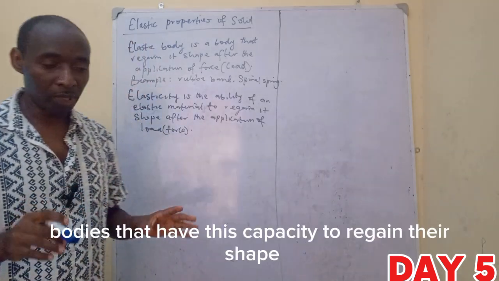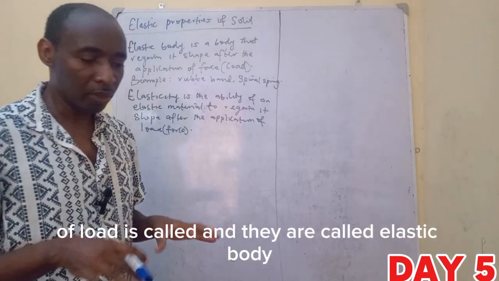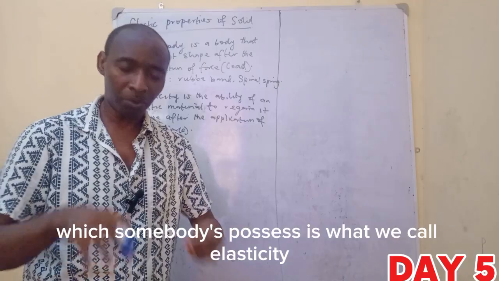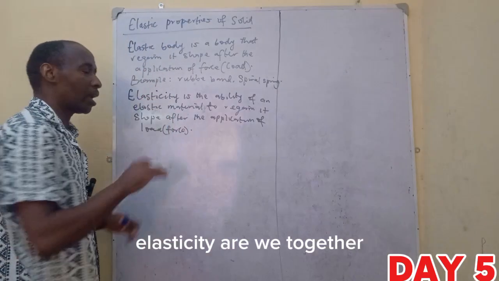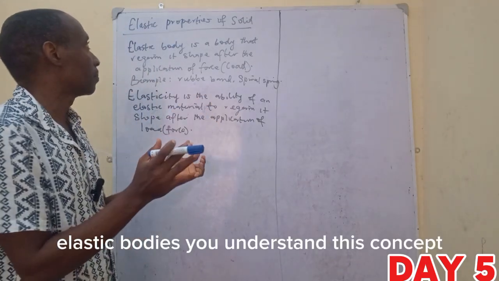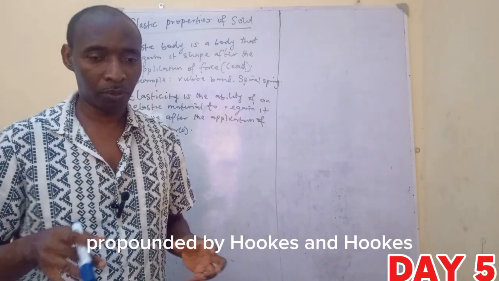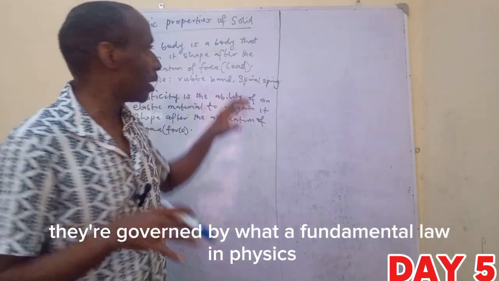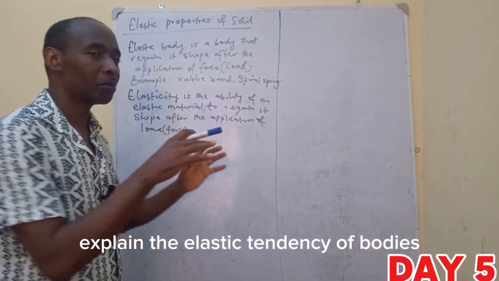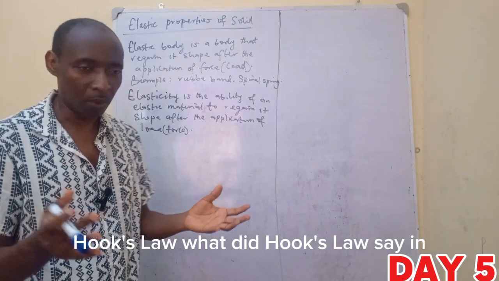So bodies that have this capacity to regain their shape after the application of load are called elastic bodies. That ability, that tendency which some bodies possess, is what we call elasticity. Are we together? This concept of elastic bodies is governed by a very fundamental law in physics propounded by Hooke. They call it Hooke's law. Hooke's law explains the elastic tendency of bodies.